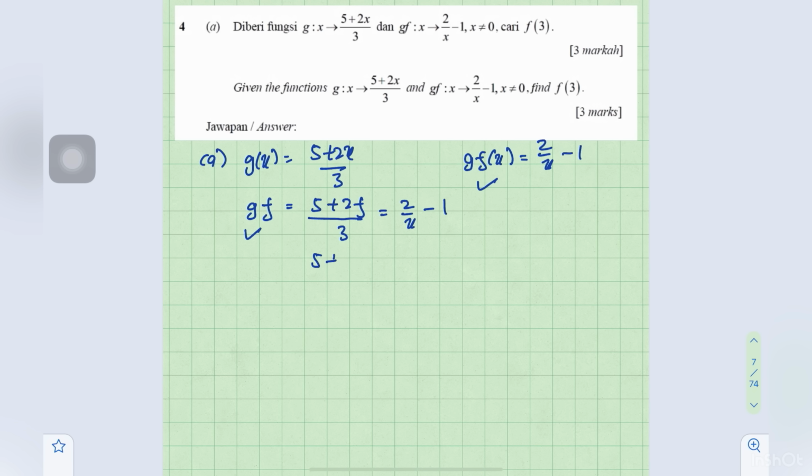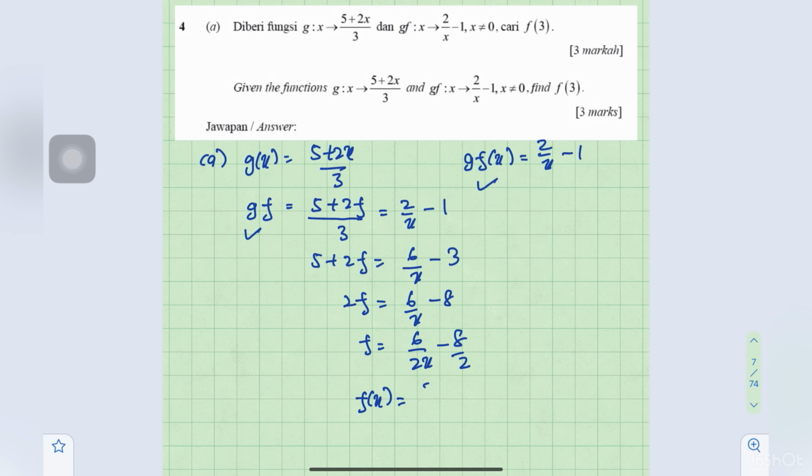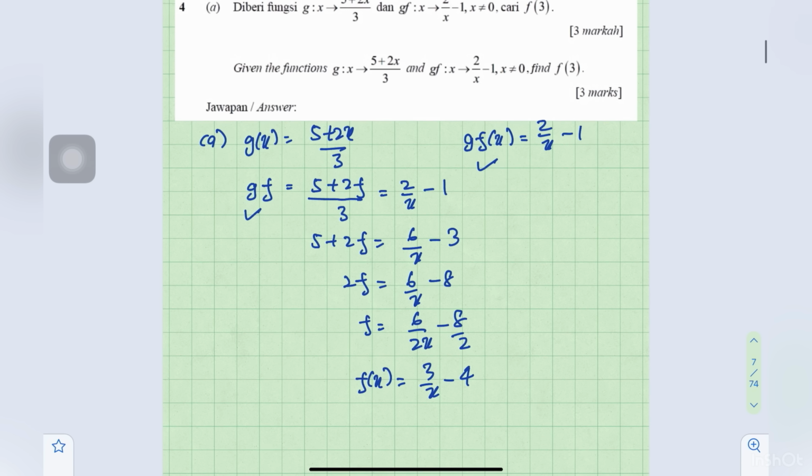So, kita dapat kat sini 5 plus 2f equals to, all times 3, 6 over x minus 1. So, 2f equals to 6 over x minus 1 minus 5. So, dapatlah f equals to 6 over 2(x minus 1) minus 8 over 2, which is f(x) lah ni. f(x) sama dengan 3 over x minus 4. Okay, dia nak f(3). Okay, so kita substitute x equals to 3. So, 3 over 3 minus 4, equals to negative 3.